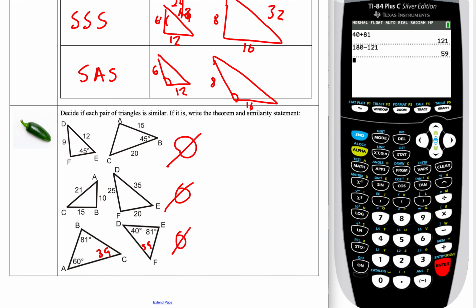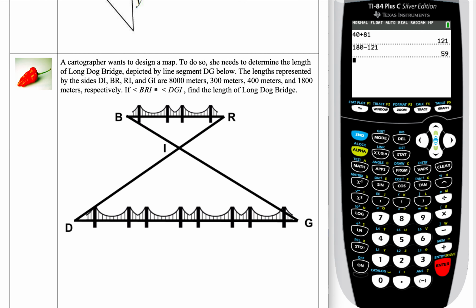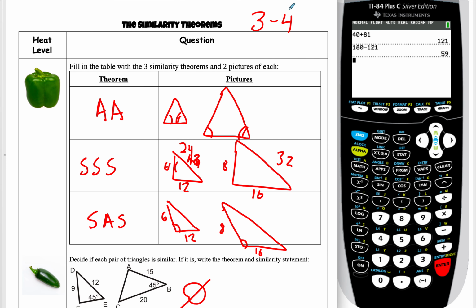Right? So here, in this problem set, there's other ways to do some applications. All right? And that is cool as well. So please make sure you understood anything from here. Again, especially the green pepper notes. All right? These were in a handout in the 2019-2020 school year. This was handout 3-4. So my apologies. 3-4.